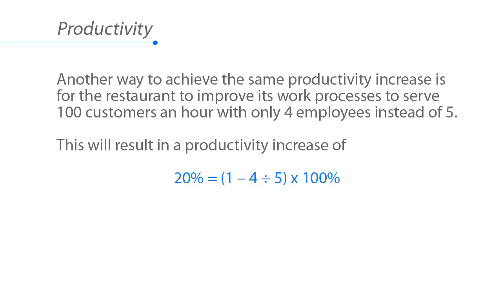So to calculate this, we have to take 4, which is the number of employees we now have, divided by 5, the original number of employees. And in a formula like this, we always have to do the multiplication and division before we do addition and subtraction. That's just standard math rule. So we take the 4 and divide it by 5, which gives us 0.8. 1 minus 0.8 equals 0.2, and we multiply that by 100% and gives us 20%.